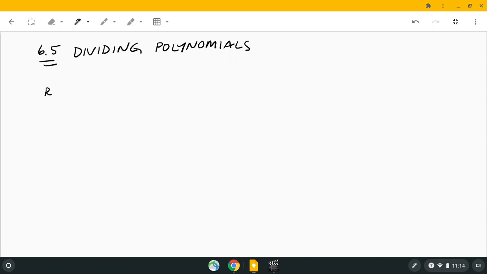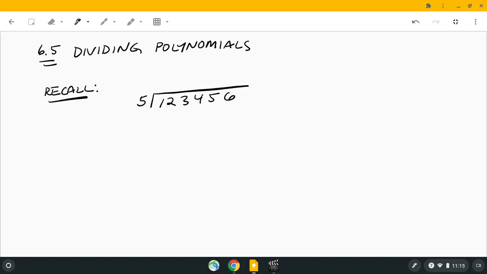So, dividing polynomials. Let's just recall long division. If you learned long division in a different country, that's fine. I'm not really sure how it would work out with the rationals here, but let's have a look. Maybe you learned how to do long division like this. Suppose that you were dividing 5 into this number.